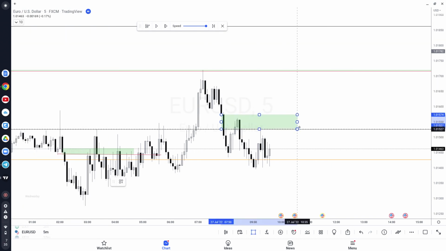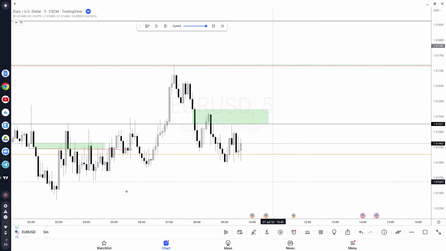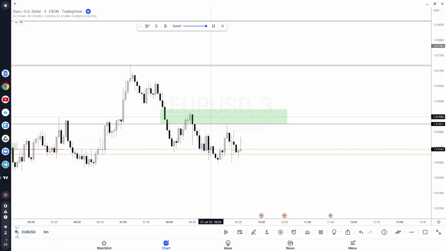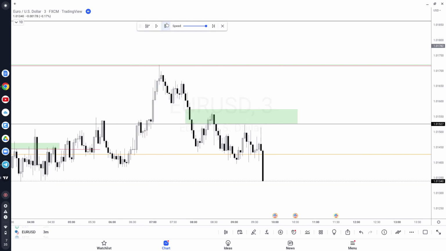engaging with this fair value gap here. But I think that I would probably want to see a little more than that, unless there's something in here that would tip us off. But I don't see that either. So let's see what else we get in price.